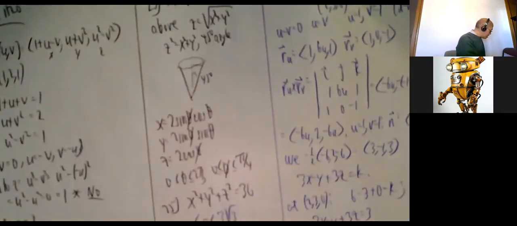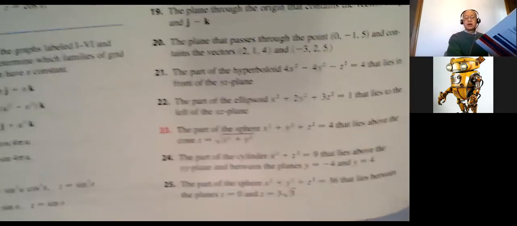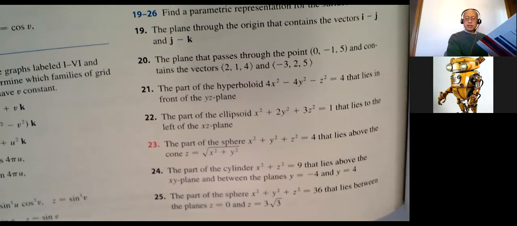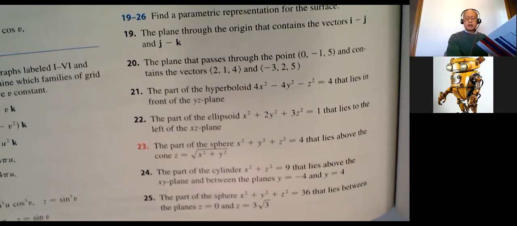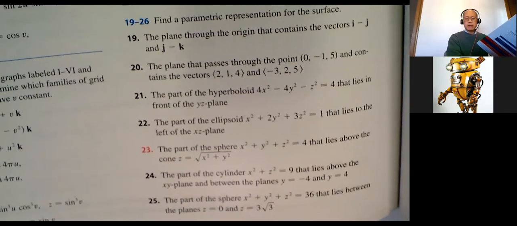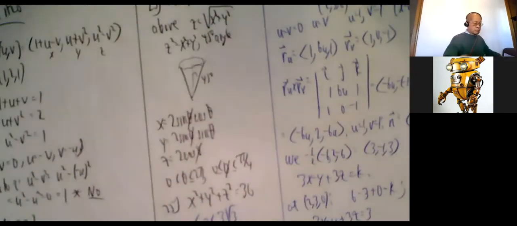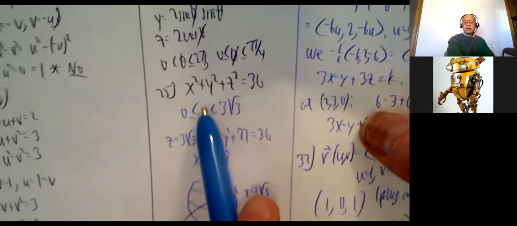And then 25. Part of the sphere, x squared plus y squared plus z squared equals 36. So that means rho is 6. And it lies between z equals 0, the xy plane, and z equals 3 radical 3. That's just in order for us to tell what the boundaries of the parameters, the variables, are.